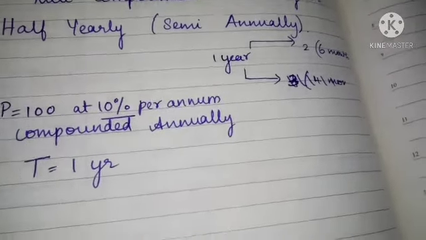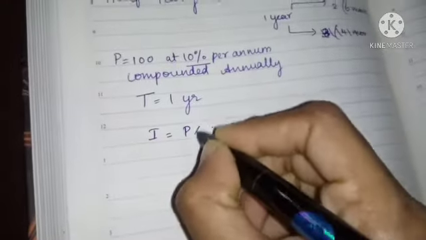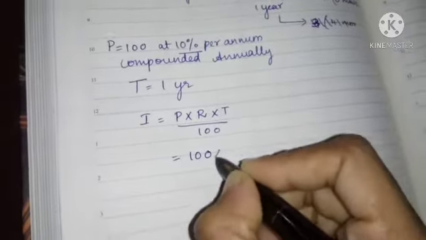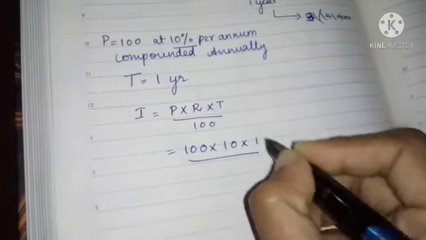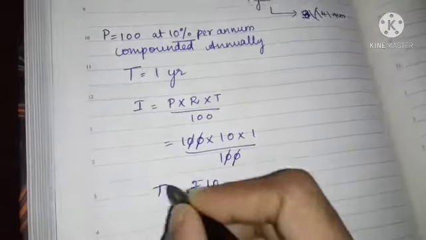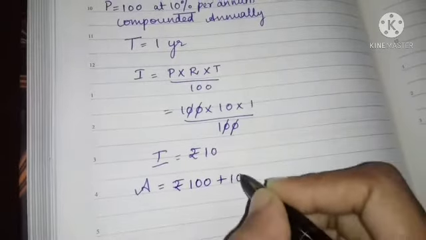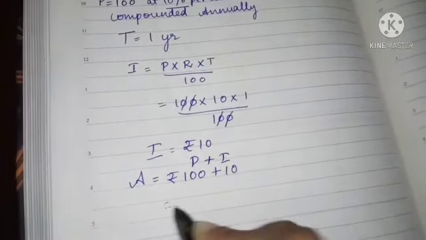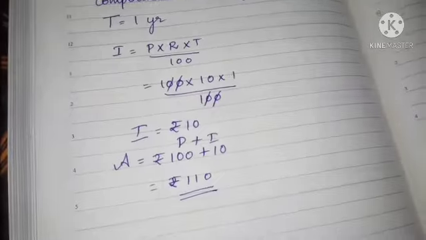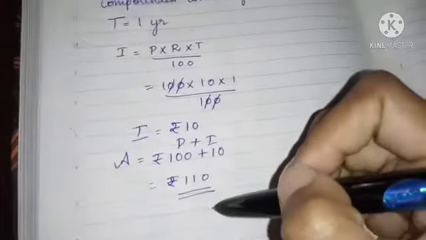So how will we calculate the interest for compounded annually? As usual, interest is equal to P into R into T divided by 100. The principal is 100, into rate 10, into 1 for 1 year, divided by 100. The zeros cancel. So interest is 10 rupees. What is the amount you will pay? At the end, 100 rupees plus 10 rupees, which means principal plus interest. So rupees 110 you will pay as the amount to the bank. You borrowed 100 rupees, but at last you have paid 110 rupees along with your interest.